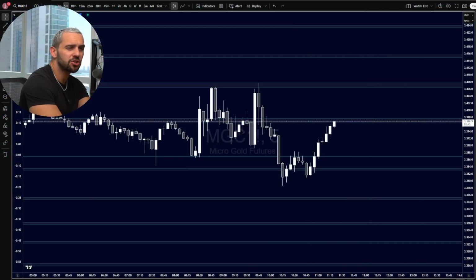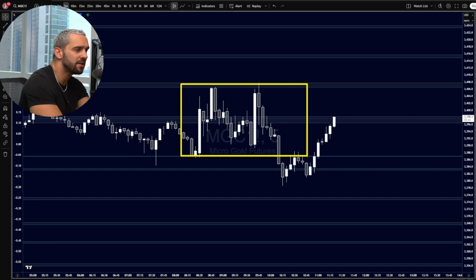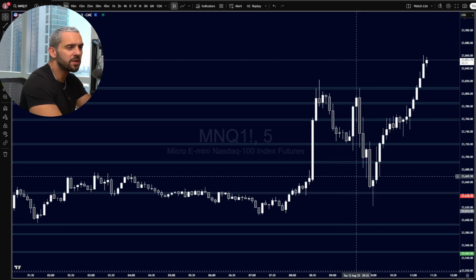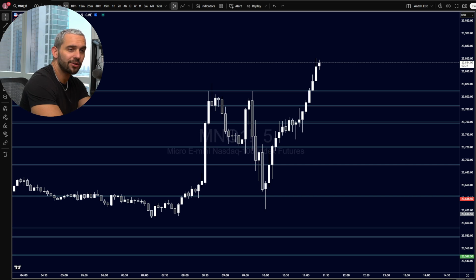CPI inflation data was just released and it caused some pretty choppy price action on gold, which we can see in the consolidation right here, but it wasn't too bad for equities like Nasdaq, US 30 and SP 500. We can see the spike that we got here and even the pullback and continuations to the upside.